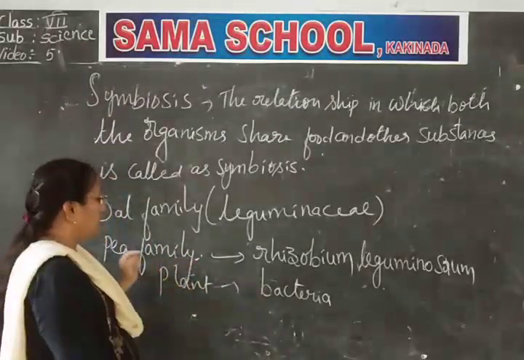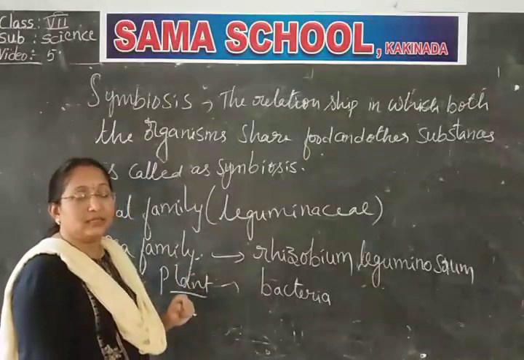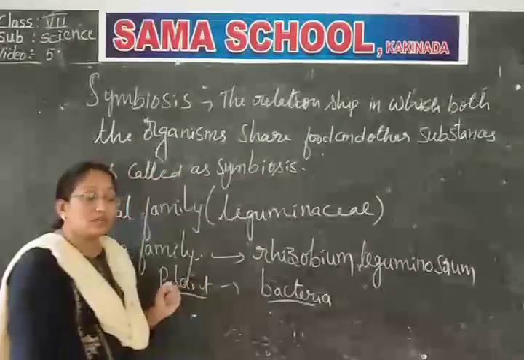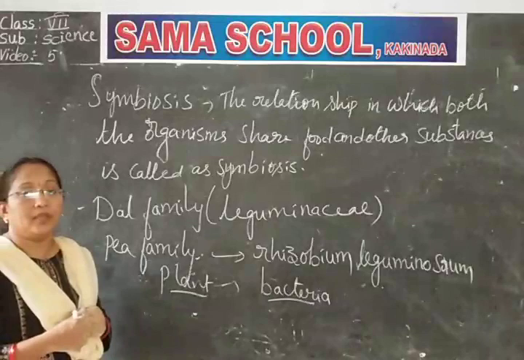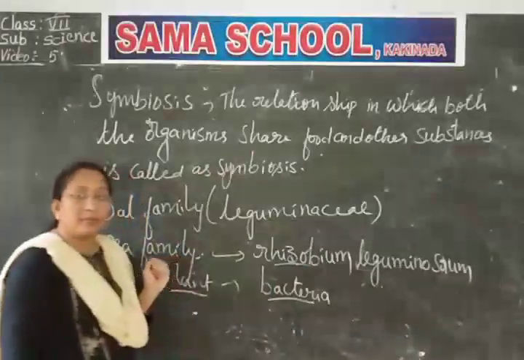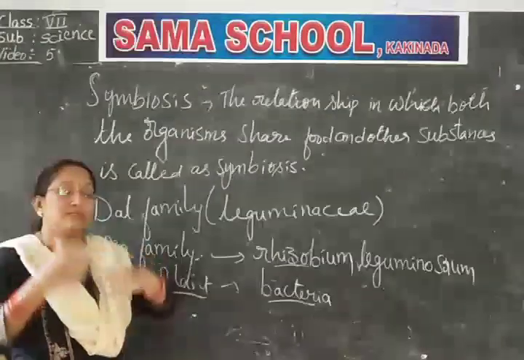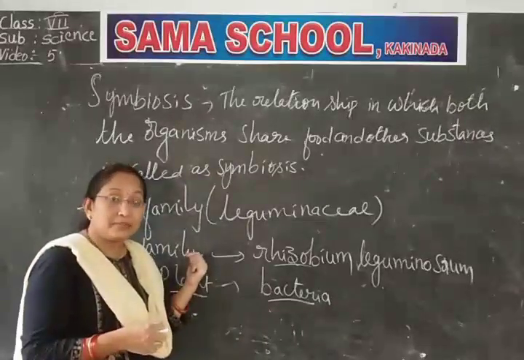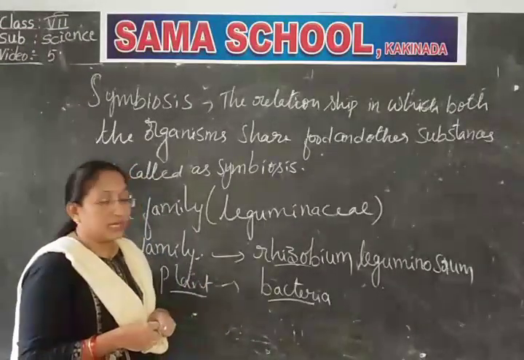Symbionts, of course. So, the plant in the pea family, Leguminaceae, the pea plant, botany, and the bacteria in the roots of this pea plant. There lives a bacteria. The bacteria, called Rhizobium, fixes the atmospheric nitrogen into the plant, which helps the plant in its growth. Did you understand?